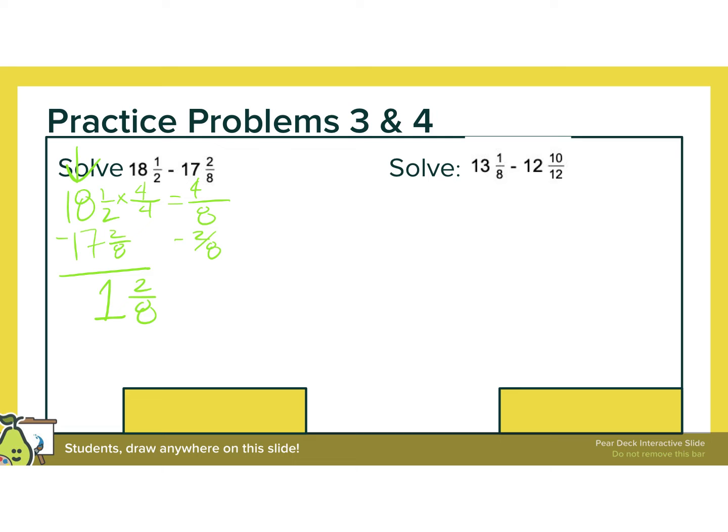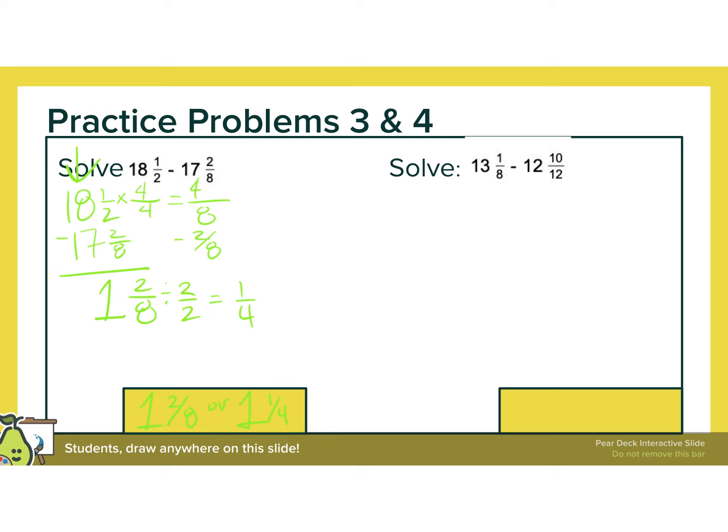You can leave it just like this. But you may have noticed, hey, I can simplify that fraction because these are both even numbers, which means I can divide by 2, and I will get 1/4. So you can type 1 and 2/8 or 1 and 1/4. Both of them will be correct on the exit ticket.